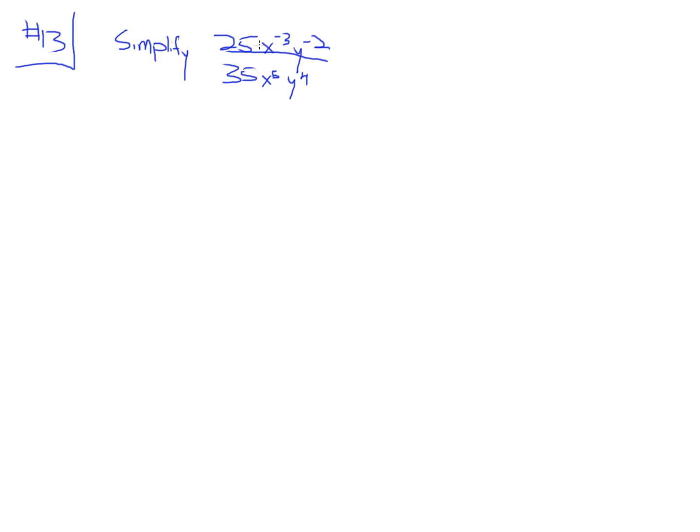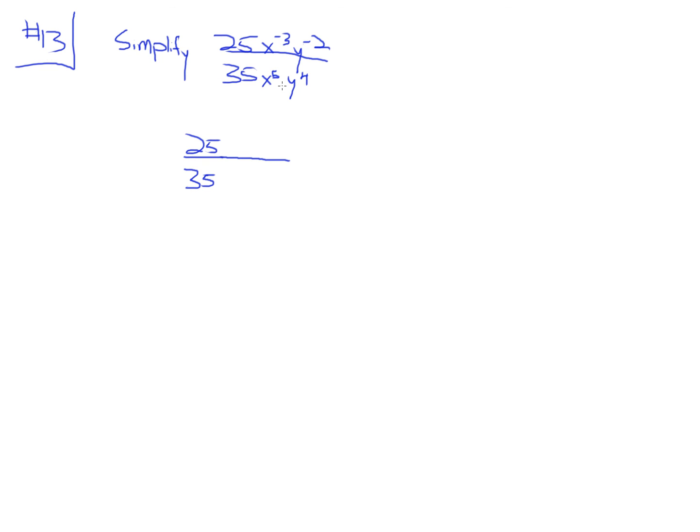We just want to get this basically in its reduced form. So I'm actually going to leave the 25 over 35 here, and I'm going to focus on the variables first. In our exponent rules, anytime something is raised to a negative number, that is saying the same thing as if we were to take that x to that number and put it in the opposite position. So if it's in the numerator like we have here, we can move it to the denominator, and then it would just be x to the third.